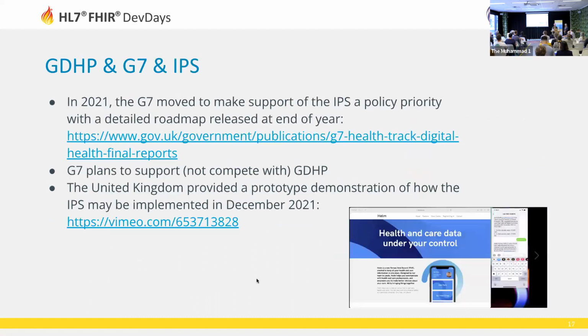And along with that, we've also had some involvement with the G7 nations. Back in 2021, just not too long ago, the G7 moved to make support of IPS a policy priority. They released a roadmap, and basically the G7 has provided additional impetus for making this something that hopefully will be helpful around the globe. And the UK, when they had the presidency, as far as the G7, provided a prototype demonstration about this, and you might find it very interesting.